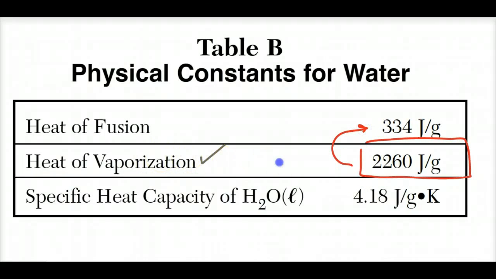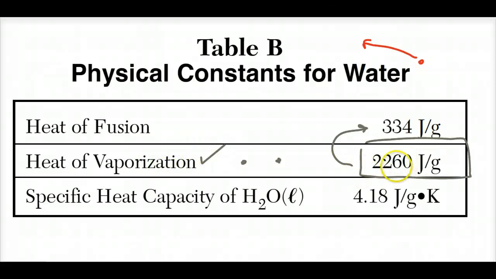Why? Because going from a gas to a liquid has huge changes in potential energy, or even kinetic energy. Gases fly around at hundreds of miles an hour. Liquids do not. So that is the reason why it's so much bigger. But in any case, we need this value.